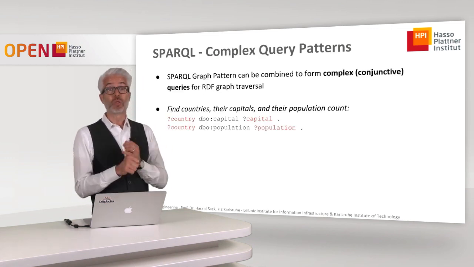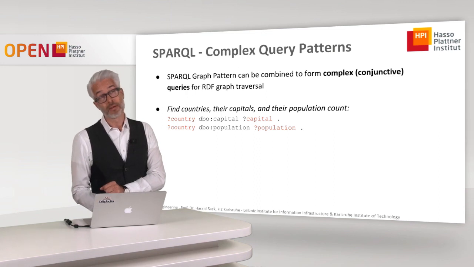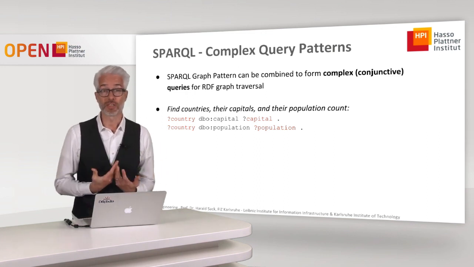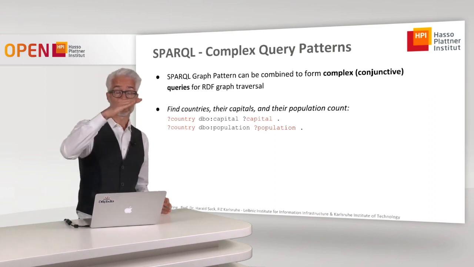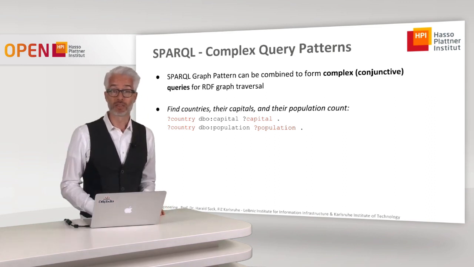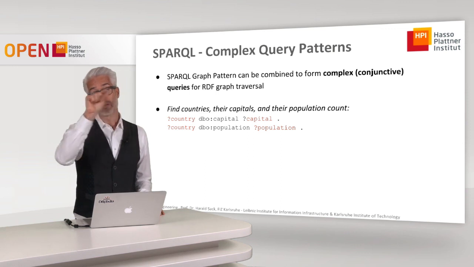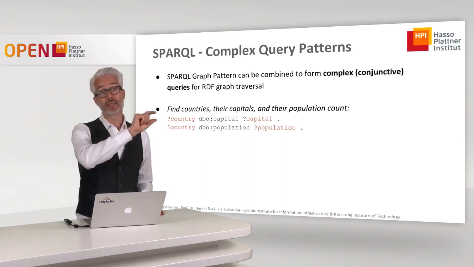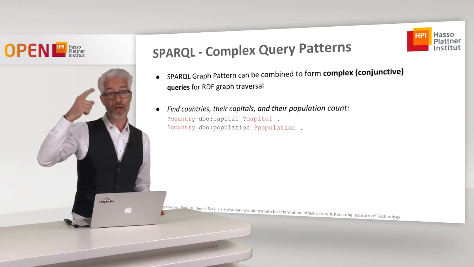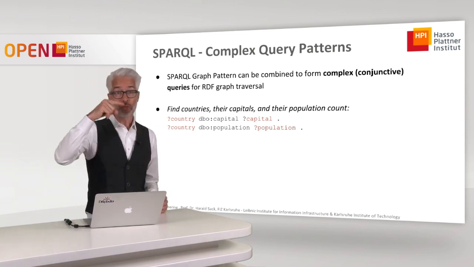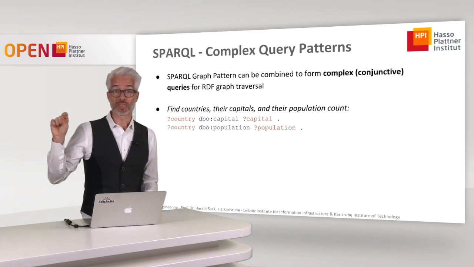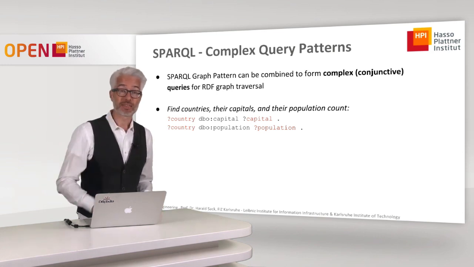Okay, but this is only one simple pattern. You might think of more complex queries. And the most simple thing to create complex queries is to conjunctively combine several patterns. It means if you simply write one triple pattern and add another triple pattern, then both are conjunctively tested, which means both must be fulfilled by the result that matches exactly these patterns.